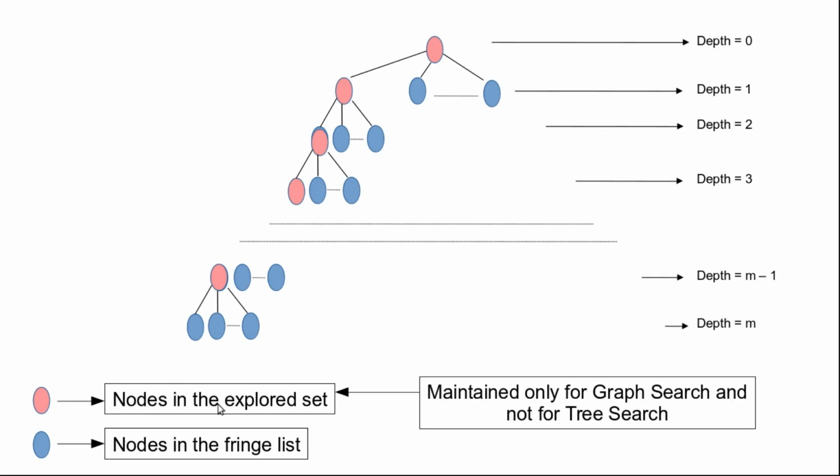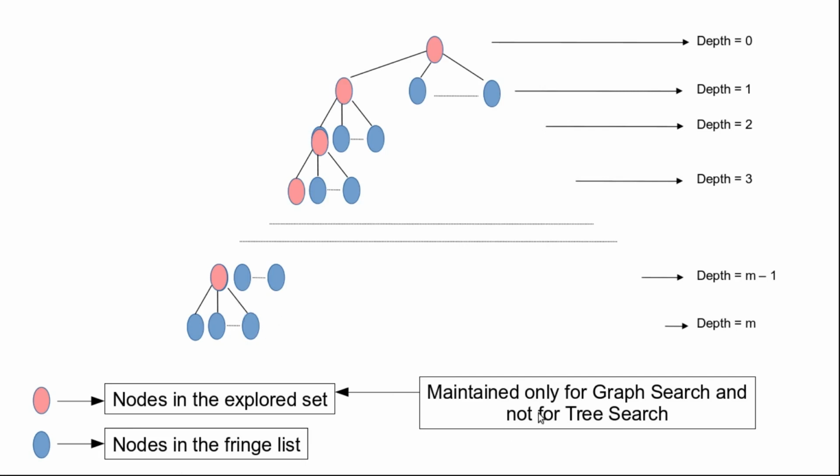This explored set is only maintained by the graph search algorithm, because graph search does not allow repeated nodes. It has to keep track of all the nodes that have been generated so far. However, tree search algorithm doesn't have to maintain this explored set, since tree search allows repeated nodes. However, tree search has to maintain this fringe list.